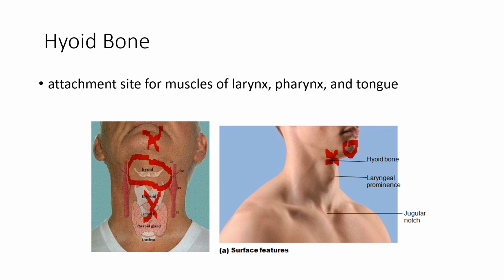In terms of function, the hyoid serves as an attachment site for muscles of the larynx, pharynx, and tongue involved with swallowing. Also, what is very unique about the hyoid is that it does not have bone-to-bone connection, which means that it does not connect to any bones of the skeleton.